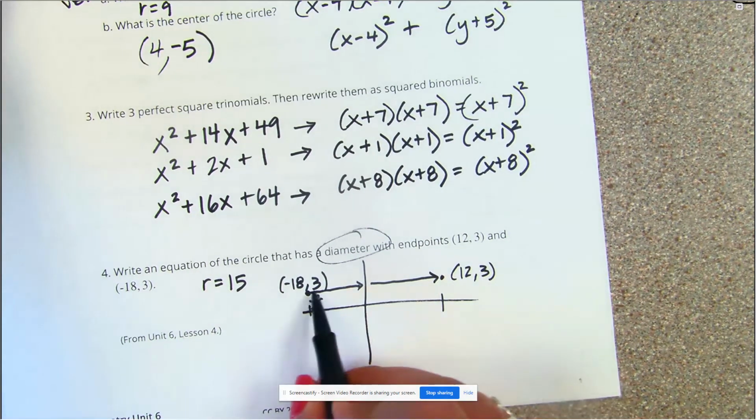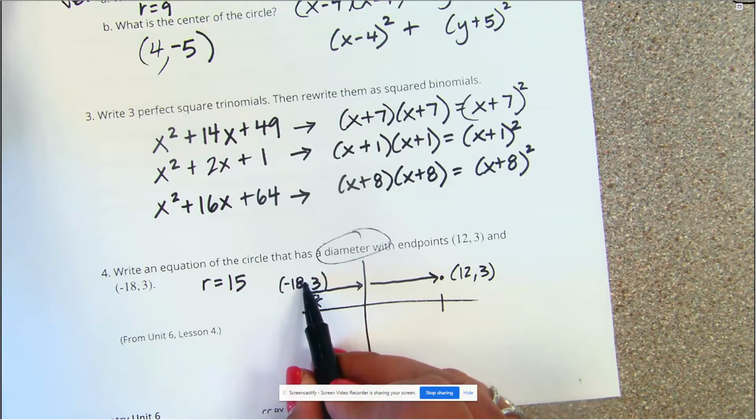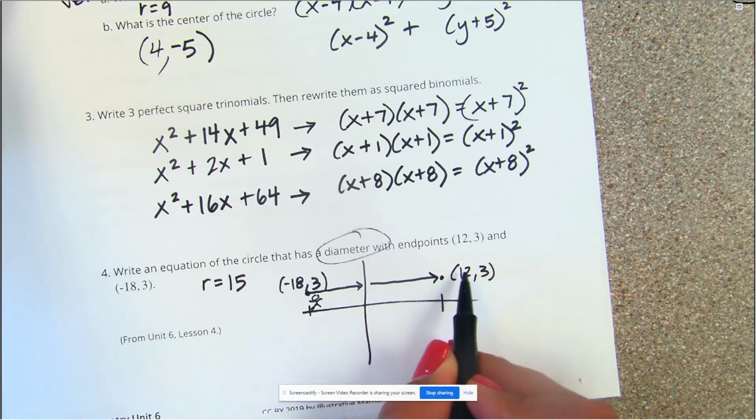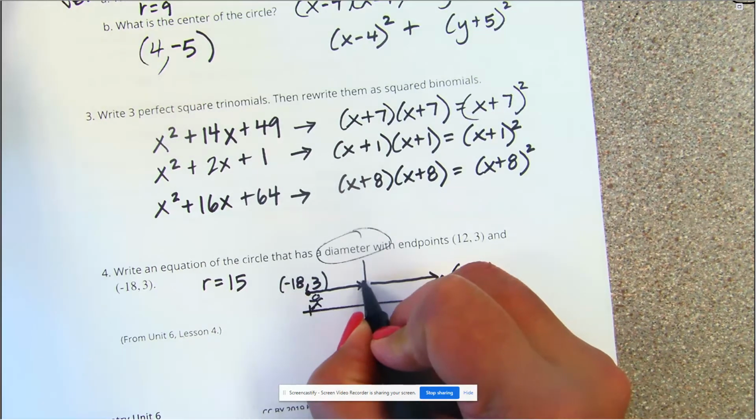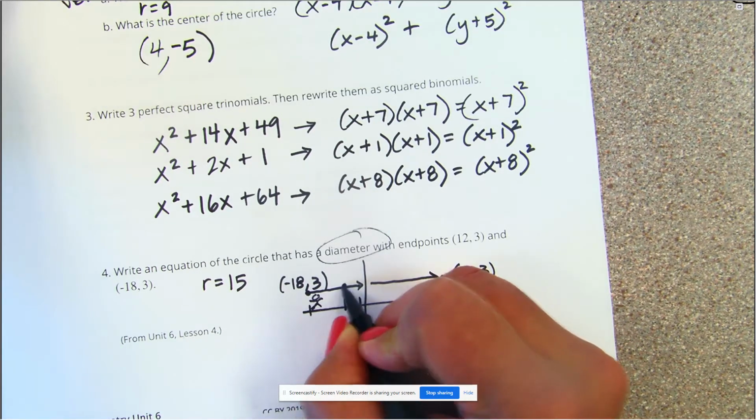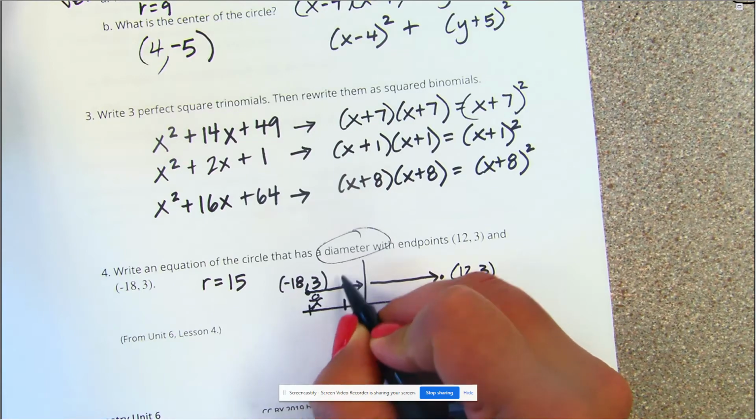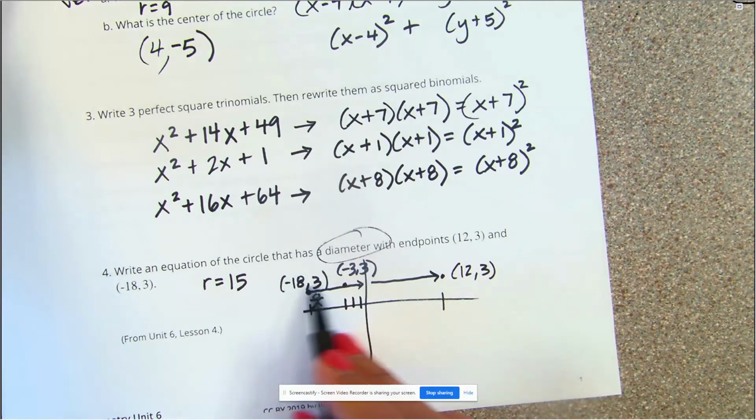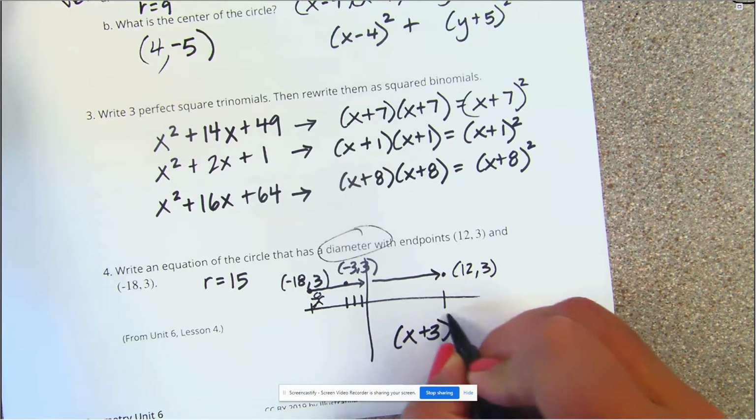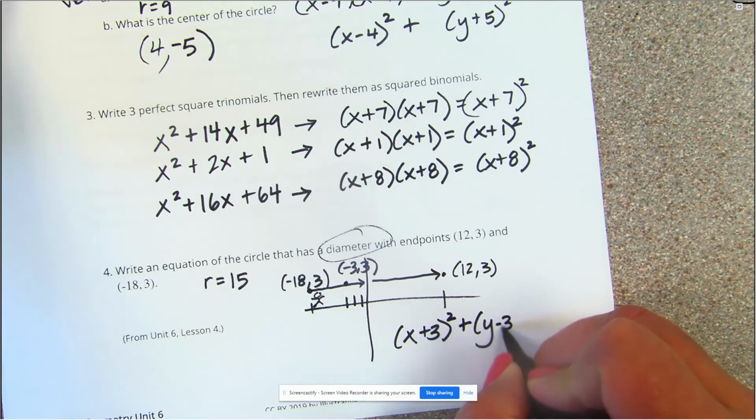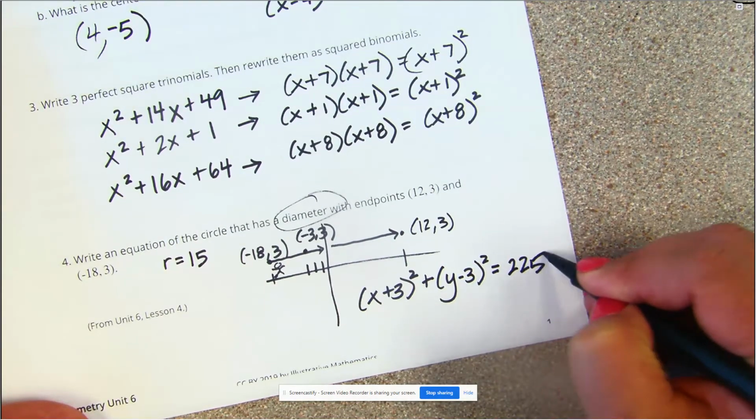And the circle is going to be right in half of this, or sorry, the center. So what's halfway between negative 18 and 12? If that's 30, it's 15 in between. So that'd be 12 and then 1, 2, 3, negative 3. Again, I did not draw that to scale. So the center is at negative 3, 3. That's exactly halfway between. And then the radius is 15. So my equation is x plus 3 squared plus y minus 3 squared equals 15 squared, which is 225.